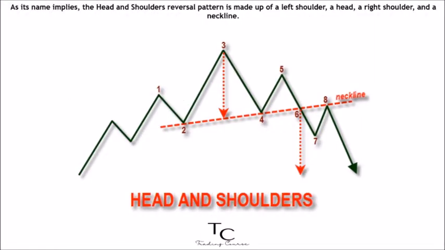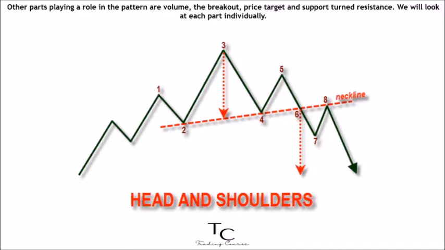As its name implies, the head and shoulders reversal pattern is made up of a left shoulder, a head, a right shoulder, and a neckline. Other parts playing a role in the pattern are volume, the breakout, price target, and support turned resistance.